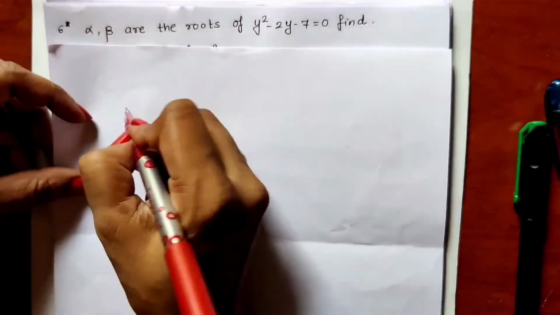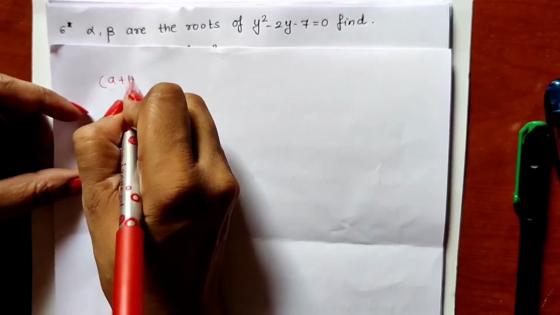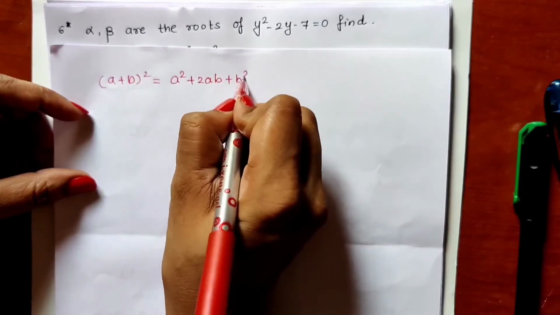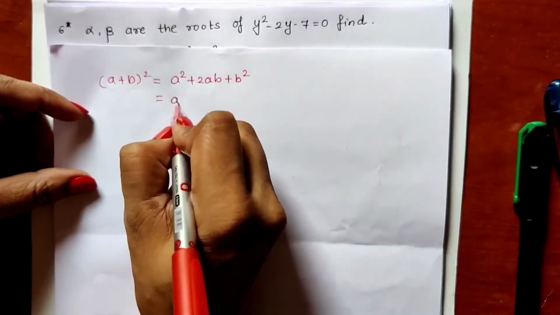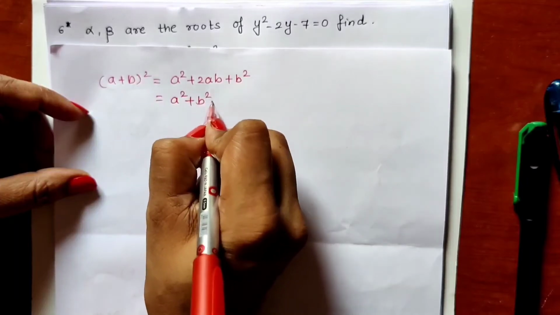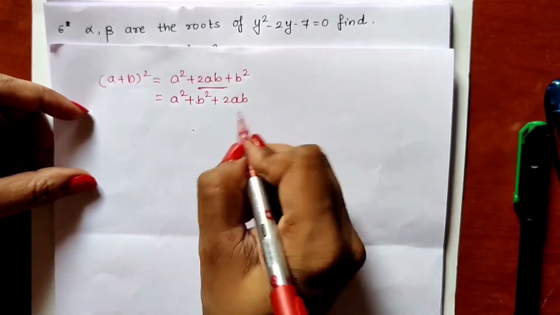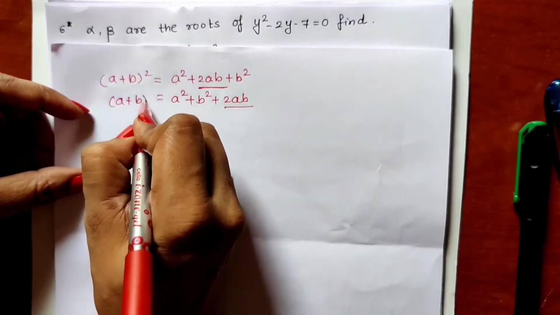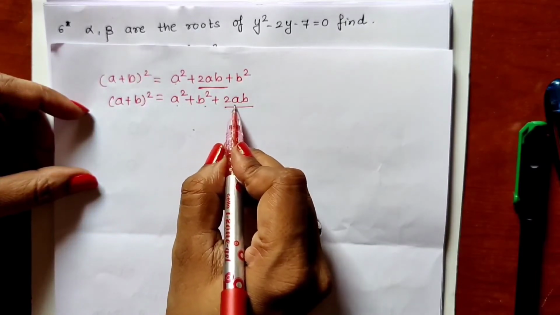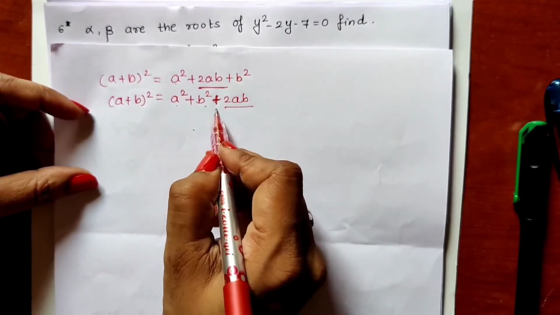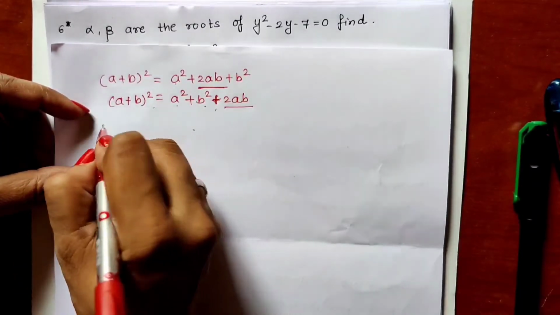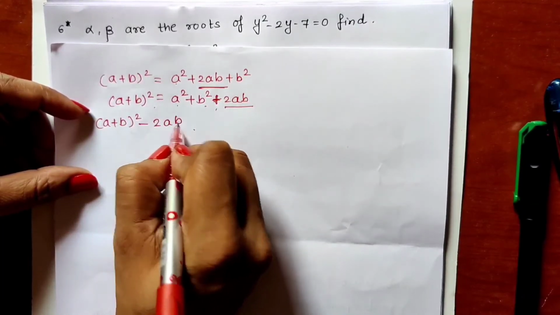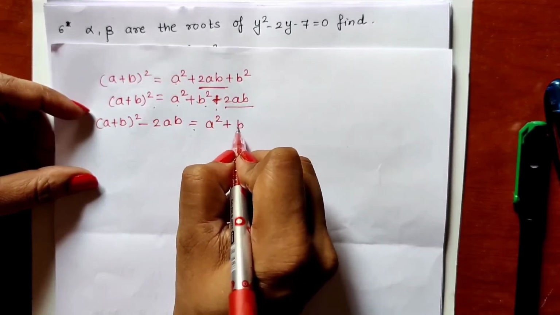See children, we all know this formula. A plus b whole square is equal to a square plus 2ab plus b square. Correct? This formula we all know. This means what? If I write it as a square plus b square plus 2ab, 2ab I have written as the third term. So a plus b whole square is equal to a square plus b square plus 2ab. This plus 2ab, if I transfer on the left hand side, what I will get? A plus b whole square, this plus 2ab will become minus 2ab is equal to a square plus b square.